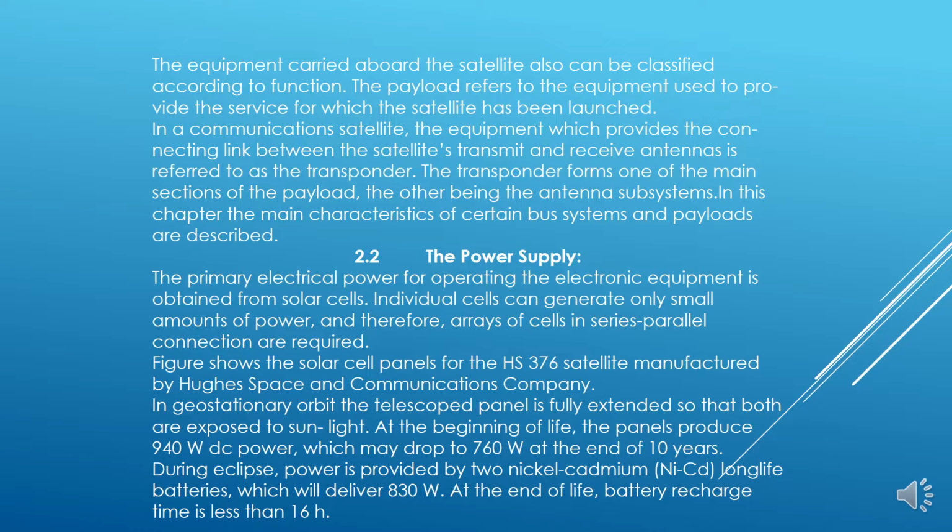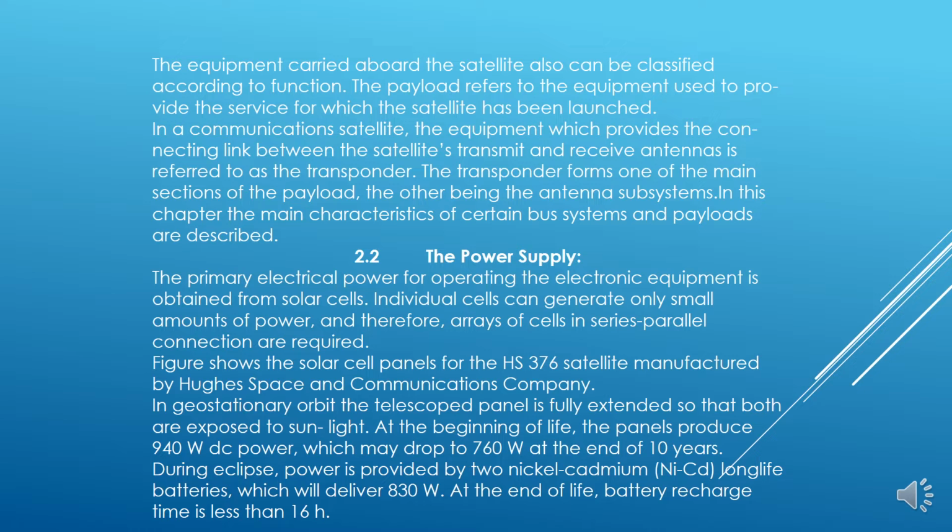The power supply. The primary electrical power for operating the electronic equipment is obtained from solar cells. Individual cells can generate only small amounts of power, and several arrays of cells in series-parallel connections are required. Figure shows the solar cell panels for the HS-376 satellites manufactured by Hughes Space and Communications Company.